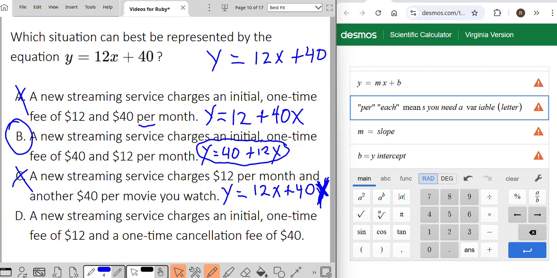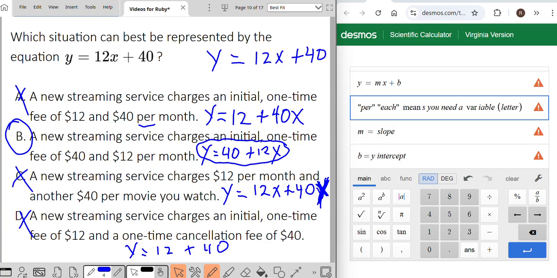The next one says a new streaming service charges an initial one-time fee of 12 and a one-time cancellation fee of 40. There were no variables in that one, so that is not our answer. So B is definitely your answer.